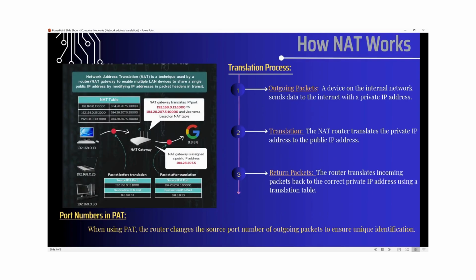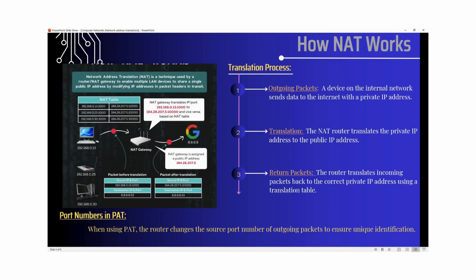How does network address translation work? There are many types of translation process. Outgoing packets: a device on an internal network sends data to the internet with a private IP address. Next one is translation. In network address translation, a router translates the private IP address to the public IP address.